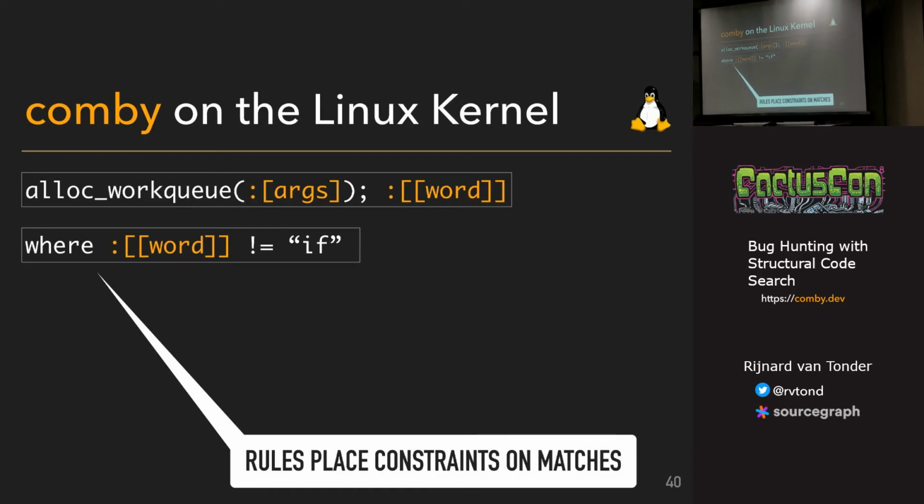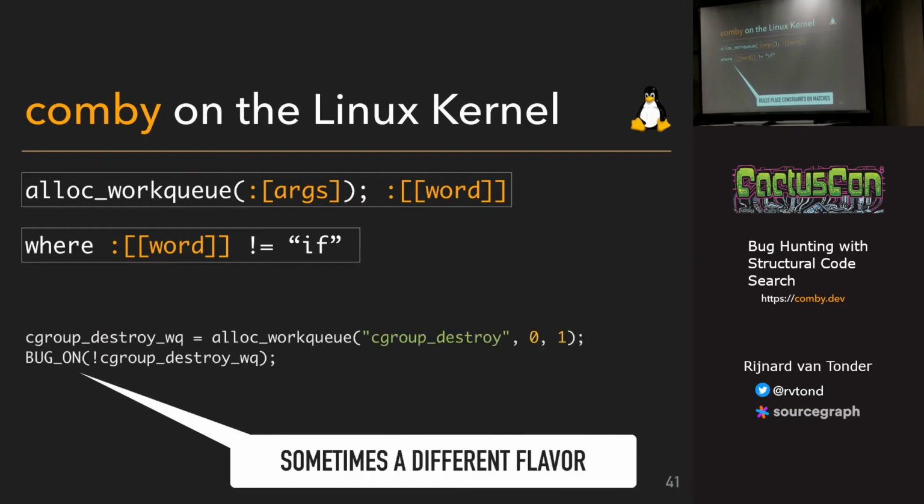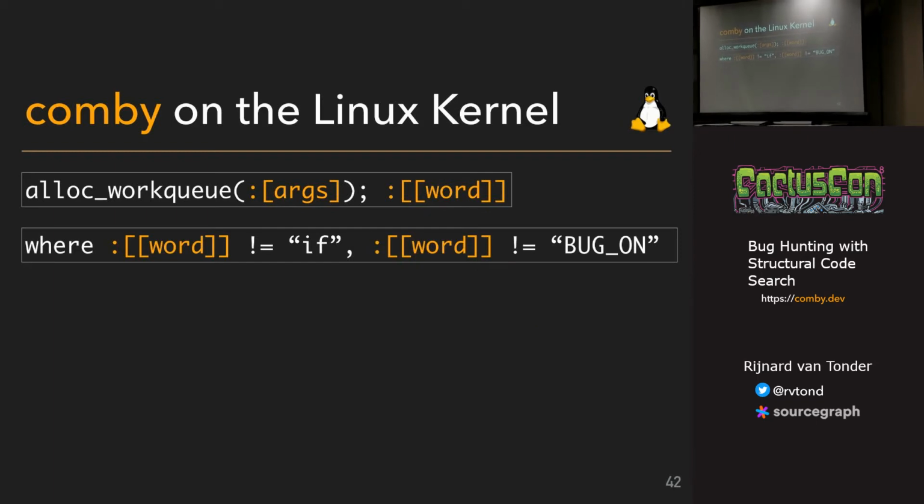So rules are a separate constraint language in Comby. It's not mixed into the initial template, and that helps to cut down on the amount of meta syntax that you have to put in. Well, if we use this, we're still going to get some false positives and noise in the kernel. You find that there are other ways of checking this property. So sometimes there's a call like bug on, and this flavor also checks that no bug or null dereference will occur. So we can add to that constraint language to also remove matches where we see something like bug on in the next word.